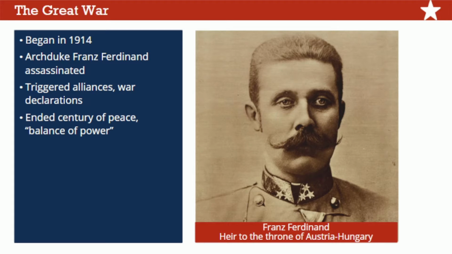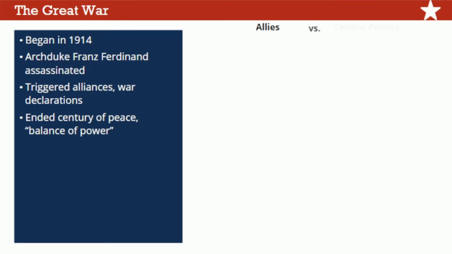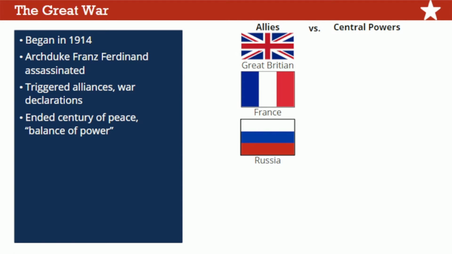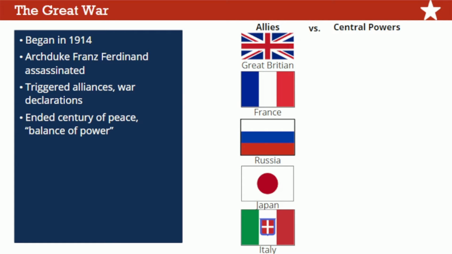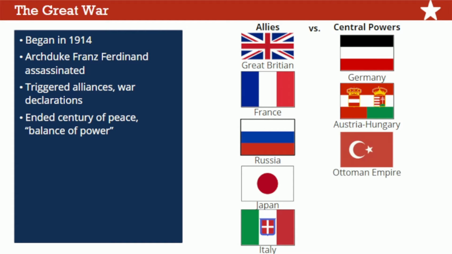The two sides in World War I are known as the Allies and the Central Powers. To start, the Allies consisted of the empires of Great Britain, France, and Russia. Japan soon joined the Allies, as did Italy in 1915, and many other nations followed. The Central Powers consisted of the empires of Germany and Austria-Hungary, as well as the Ottoman Empire, which includes modern-day Turkey. Bulgaria joined the Central Powers in 1915.